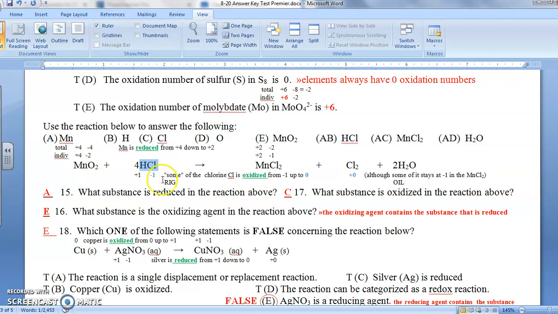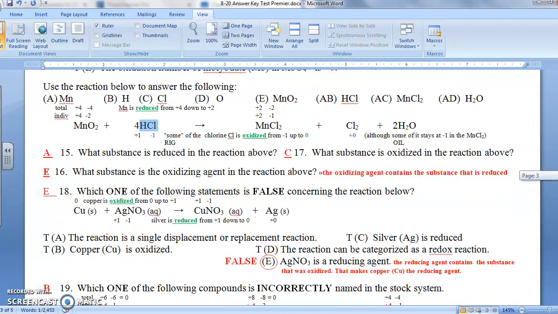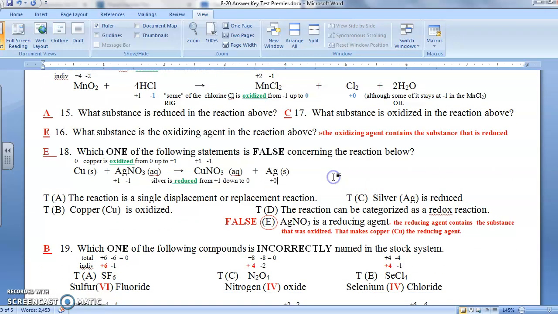HCl would be the reducing agent. All right, that's 15 and 16. And 17, and the rest of number 14. We have time to go on and take a look at 18.